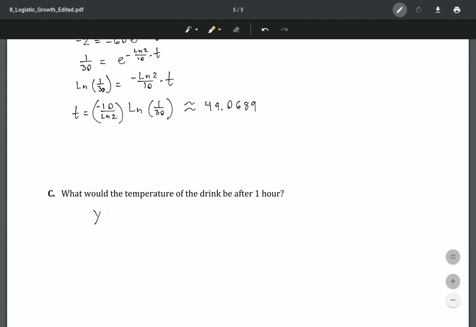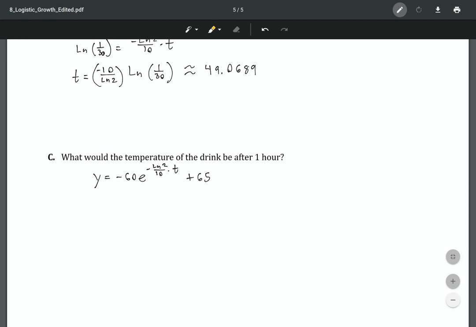It says, what would the temperature of the drink be after 1 hour? So this is the easy part. Again, you already have the solution to the differential equation, which I will then rewrite here. And this one's easier because all I have to do is plug in 1 hour. Ooh, almost got me. 1 hour is the same thing as 60 minutes, right? So just be careful with that. Everything I've been doing so far is in terms of minutes.